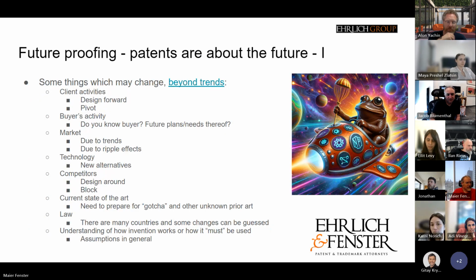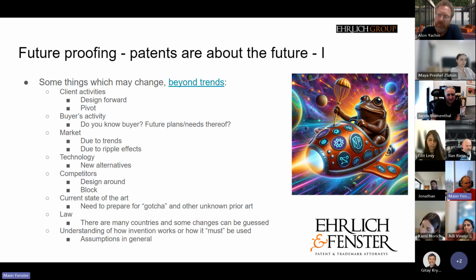Future-proofing. Okay, we're writing the patent today, and it's supposed to last for 20 years. Here's all the things that might change, and it should be clear by now that for any things that might change, we want to describe possibilities, and that requires more details. So it can be what the client's going to do, what the buyer's going to do, what do we think is going to happen in the market, competitors, the current state of the art.